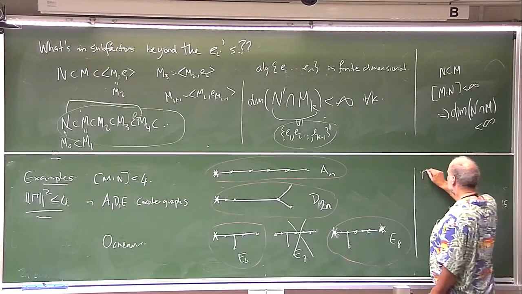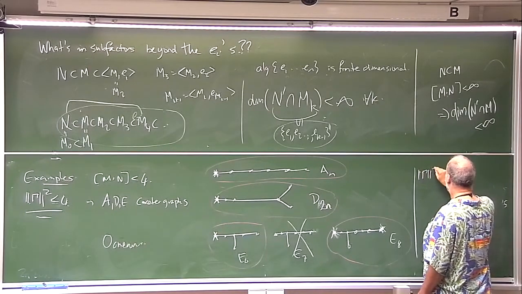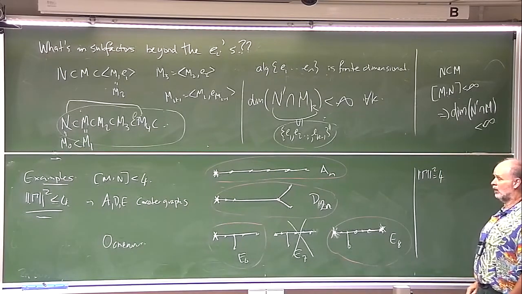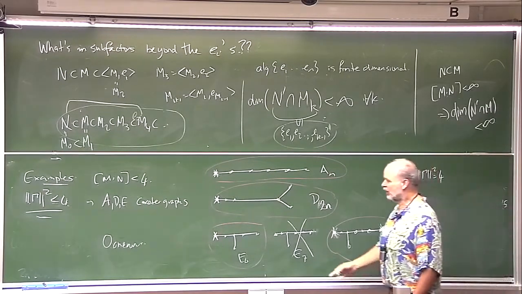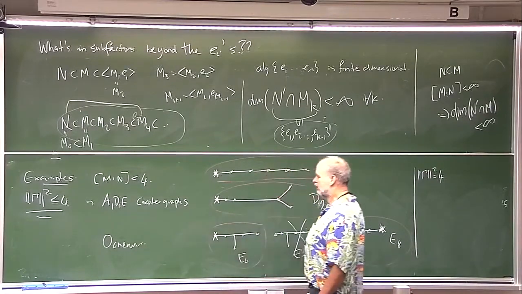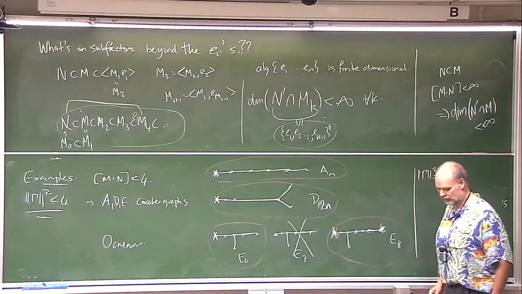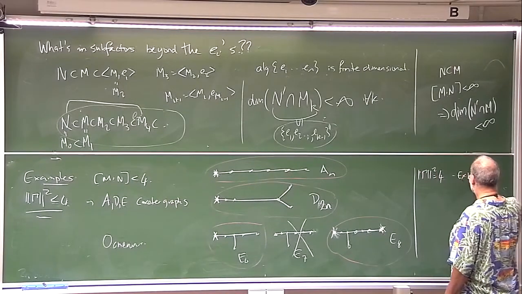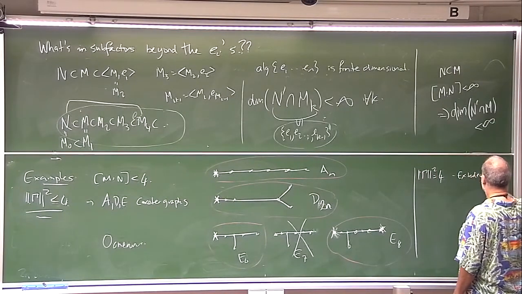For index equal to 4, well, then it also goes back to Coxeter and company, and it's easy to see from graph theory and root systems that in fact these have to be extended Coxeter graphs.